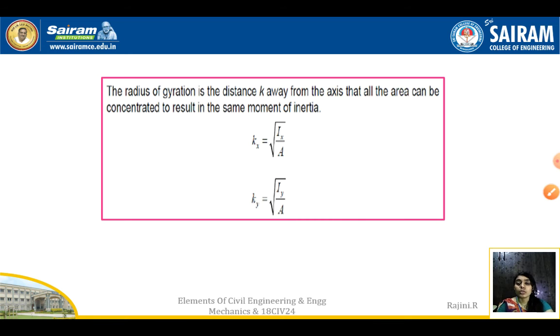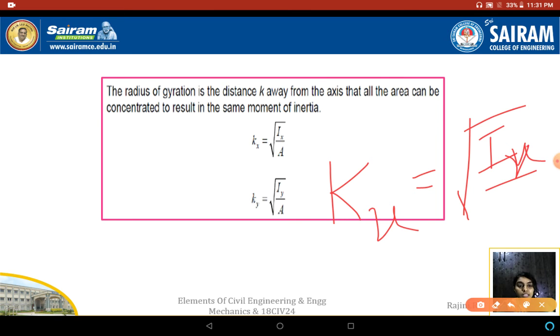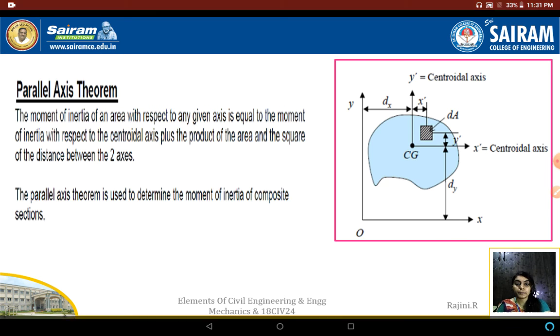Okay, so the radius of gyration is the distance k away from the axis at which all the area can be concentrated to result in the same moment of inertia, as I have already told. That is, if you are solving for the x-axis, kx is the root of the inertia in the x-axis, that is Ix divided by A. Similarly, ky is equal to the root of Iy, that is inertia y divided by area.